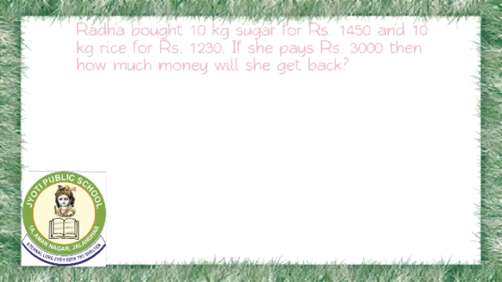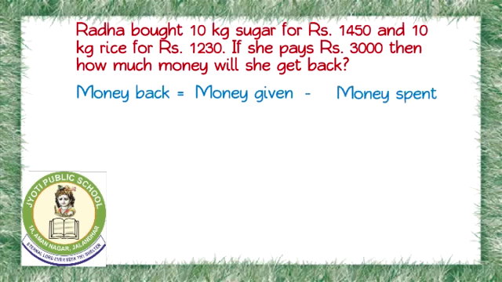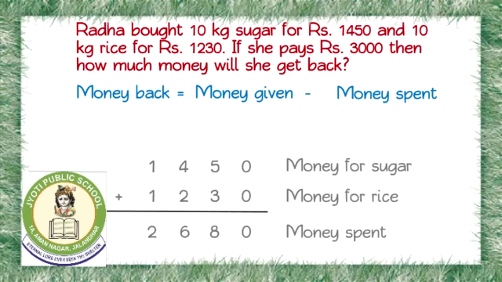Radha bought 10 kgs of sugar for rupees 1,450 and 10 kgs of rice for rupees 1,230. If she pays rupees 3,000, then how much money will she get back? We have to find out the money that Radha gets back. How do we find that? We know the total money she paid, and from that we subtract the money she spent. How much money did she spend? The money for sugar plus the money for rice. So, we do the addition and get the answer. 2,680 rupees is the money spent.